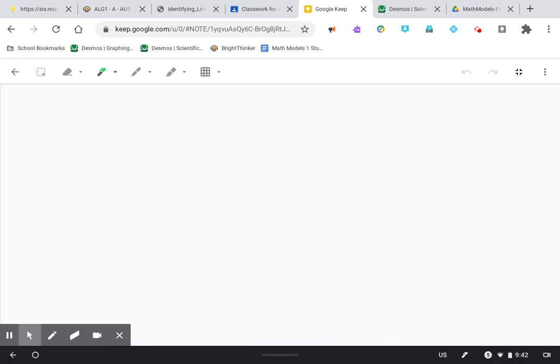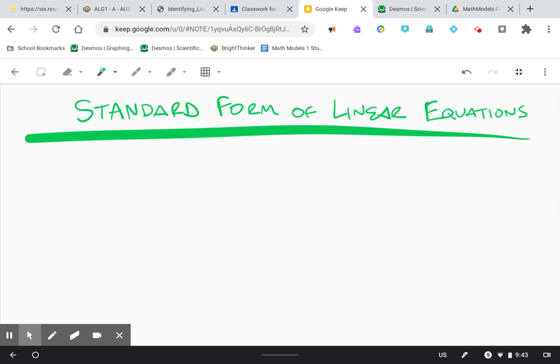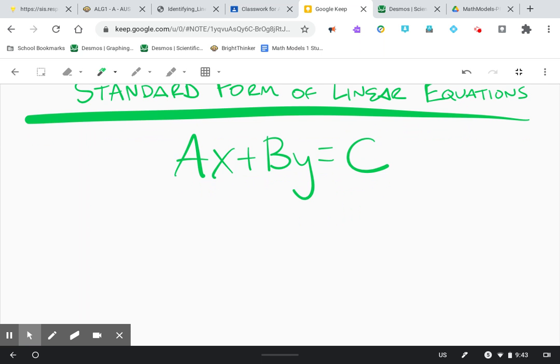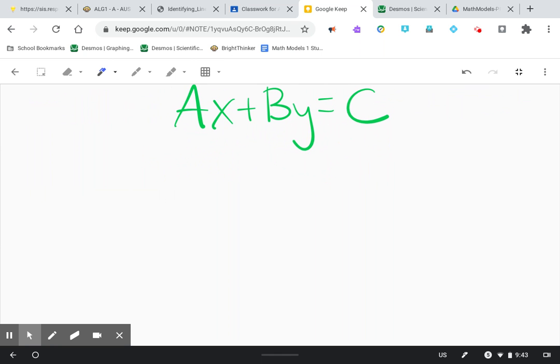Again, the standard form of linear functions, or rather linear equations, is ax plus by equals c. So if I'm given a linear function that looks like this, let's say it's 4y equals 10 minus 3x.